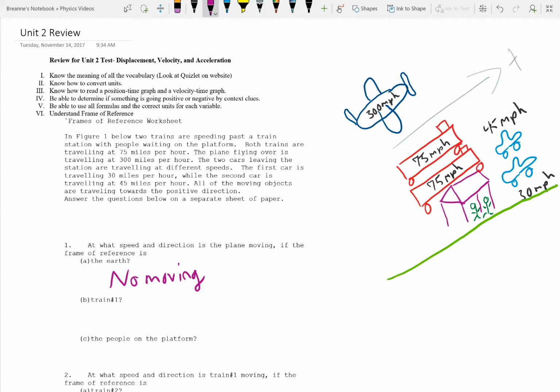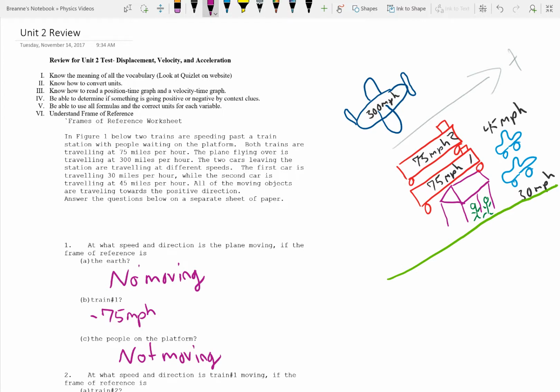It's not moving. But compared to train 1, which I did not label the trains. I'm sorry. We'll say train 1 and train 2. So compared to train 1, the platform is moving 75 miles per hour in the negative direction. Just make that negative 75 miles. And then according to the people, they aren't moving. So therefore the platform's not moving. So again, it's not moving.